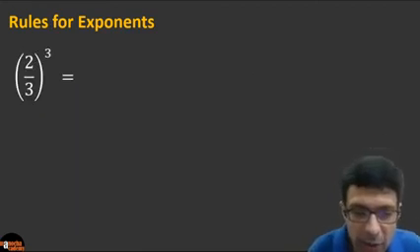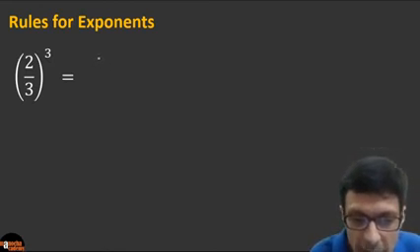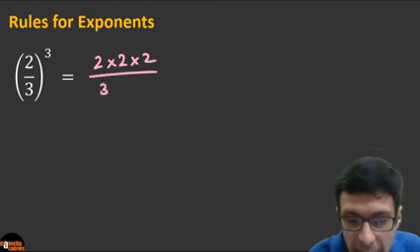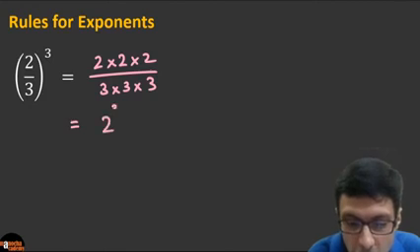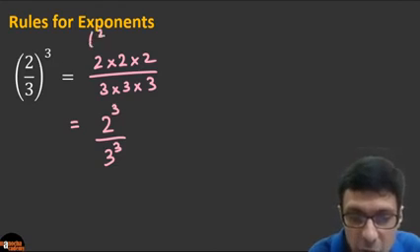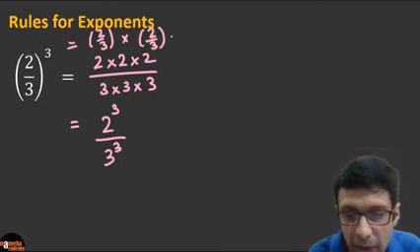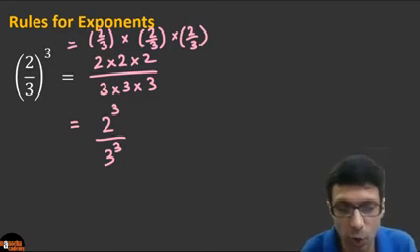So similarly, what will this be, right? What do you guys think this is going to be? We can do the same thing here. We'll have 2 times 2 times 2 here, divided by 3 times 3 times 3, right? So this is going to be 2 cube by 3 cube, right? And where did we get this? Because this is 2 by 3, 3 times, right? So can you see this? So this is what we have.